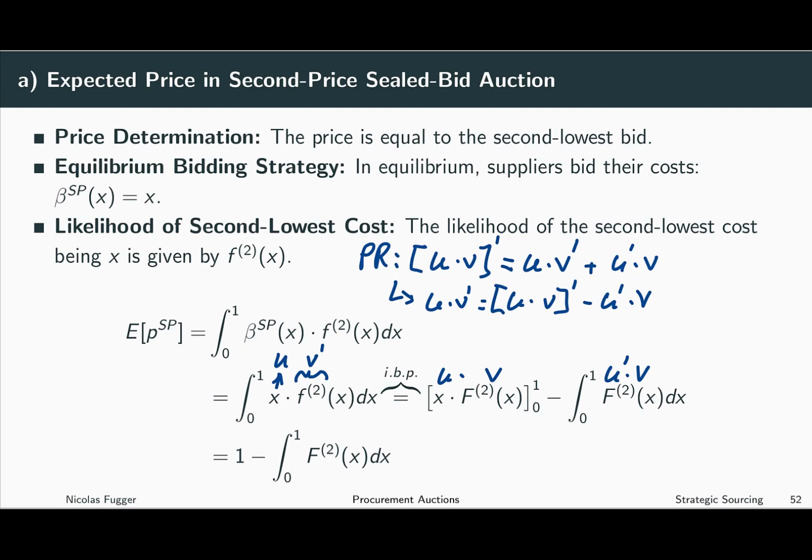Now, to get to the final line, we need to plug in the upper and the lower limit. If we plug in the upper limit, we get 1 times the probability that the second lowest cost is smaller than the highest possible cost of 1, and this is 1, minus 0 times 0, which is 0, so we get that the upper limit is 1 minus the integral.